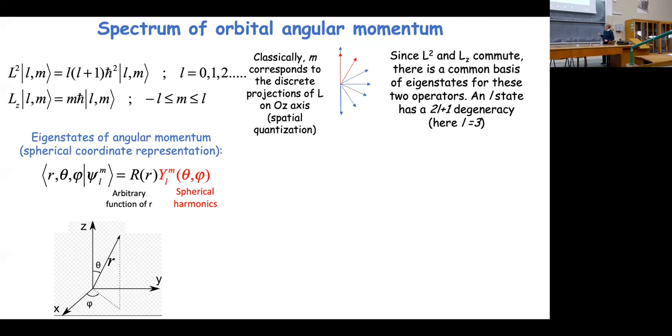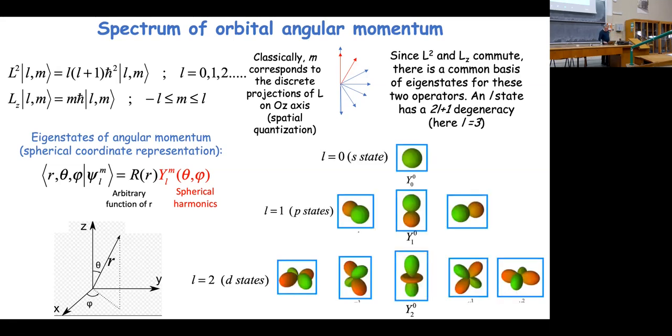You just take the scalar product of psi L m with r theta phi, and you get the wave function in this basis, which is a product of an arbitrary function of r, and a function of theta and phi called spherical harmonics. These are functions which are expressed in terms of cosine theta and sine phi, cosine phi. So this is an expression. These are the eigenstates, and I show you on this part of the slide the shape of these spherical harmonic eigenstates.